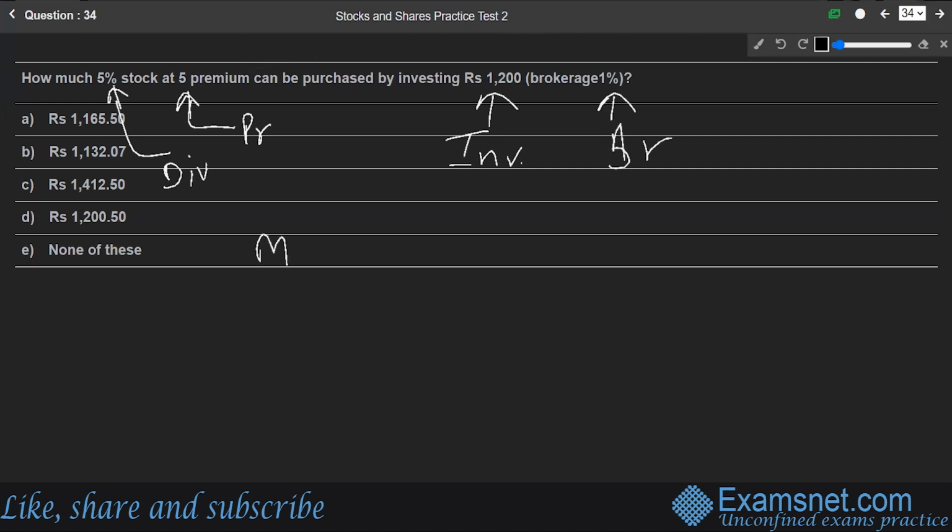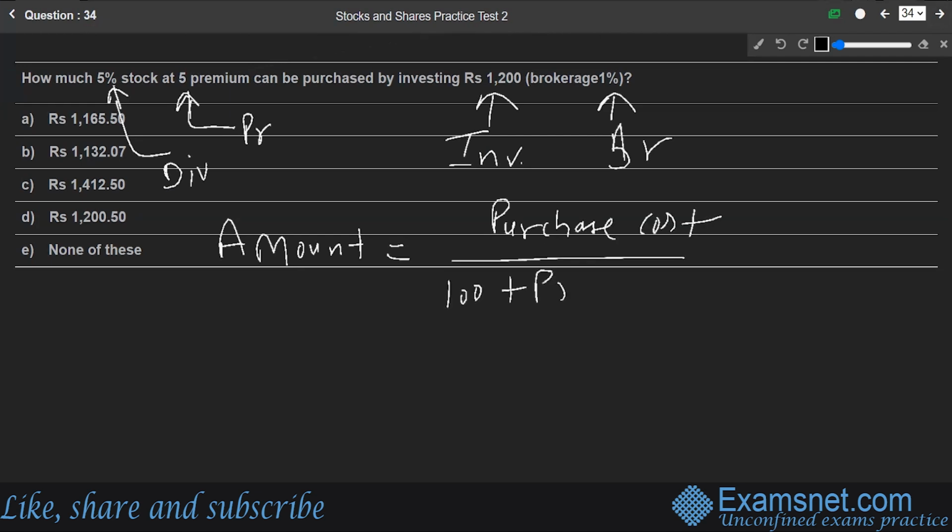Now we can directly use the formula of amount. The formula of amount can be directly applied here. Amount is nothing but cost of purchase, or we can write it as purchase cost itself, divided by 100 plus premium plus brokerage, into 100. This is the simple formula for amount.